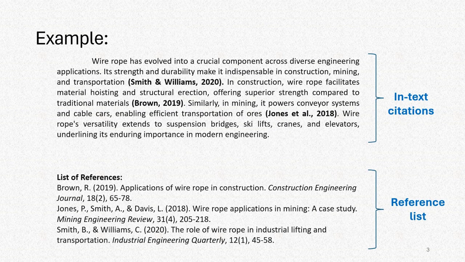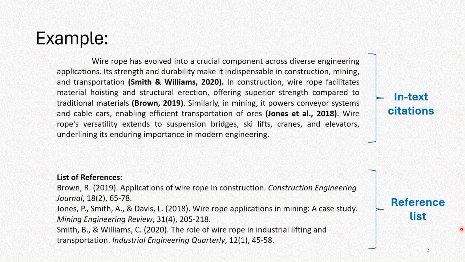Let's see one example here. This is a short research writing that gives an introduction about wire rope. The acknowledgement that you place in your writing at the point where you have referred to someone else's work is called in-text citations. It may be in the author-date format, as you can see in the example here, or in numerical format, which we will go through later.